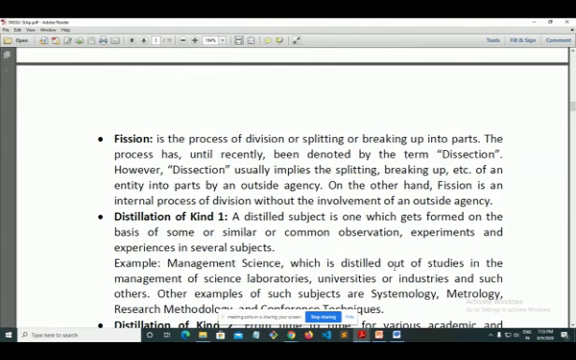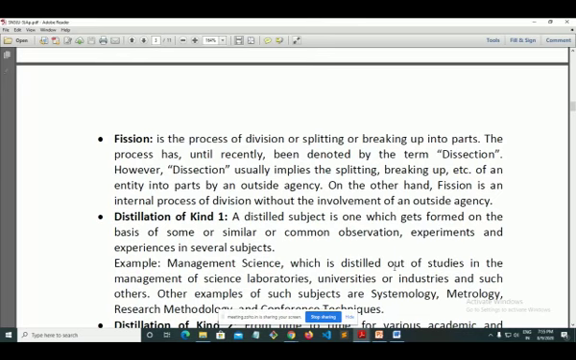However, dejection usually implies the splitting, breaking up, etc. of an entity into parts by an outside agency. On the other hand, fission is an internal process of division without the involvement of an outside agency. Distillation of kind 1.